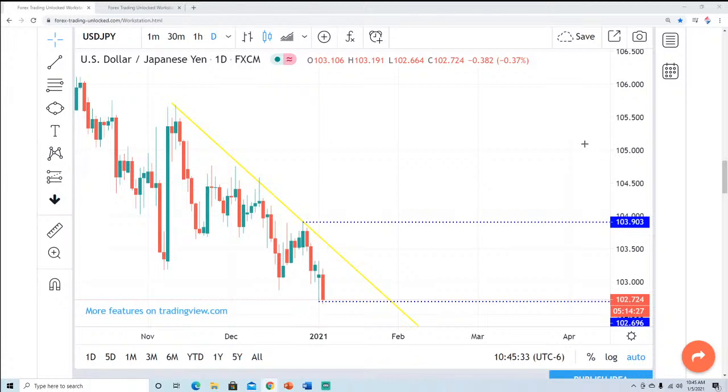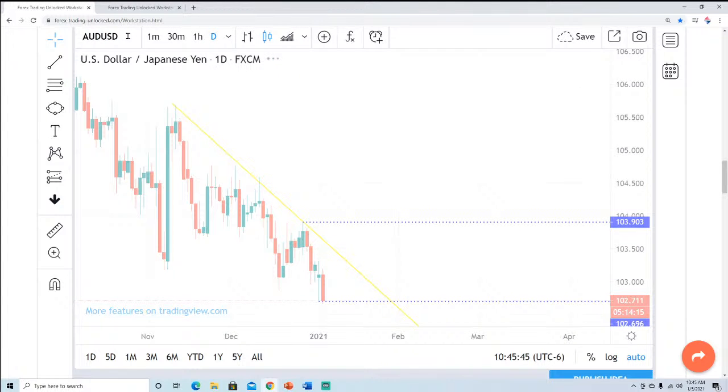So, US dollar, Japanese yen, we are still bearish. We're looking to sell rallies right now. Lower move lows, lower move highs, keep on happening. That's the trend. All right, Australian dollar, US dollar, same trading area of the world here.